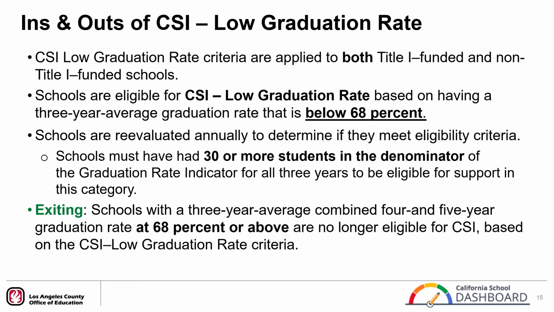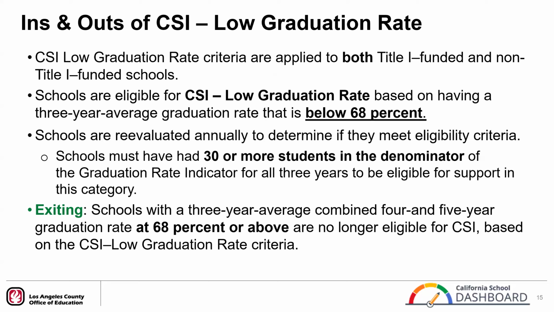And that's the combined graduation rate, which is the 4th and 5th year graduation rate. That's the dashboard graduation rate. You have to have had 30 or more students in the denominator for all 3 years to be eligible. So for a lot of our alternative schools and continuation schools, sometimes that graduation denominator may drop below 30. If at any point it drops below, it's kind of a reset, so you don't have the 3 years included. So it's pretty straightforward.